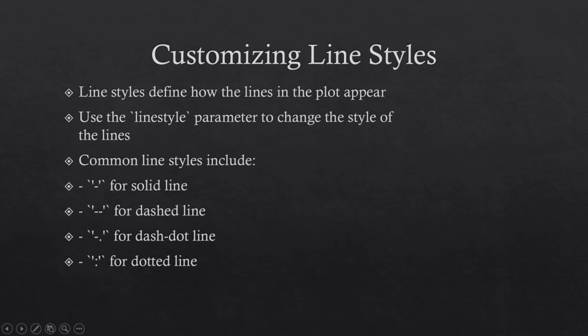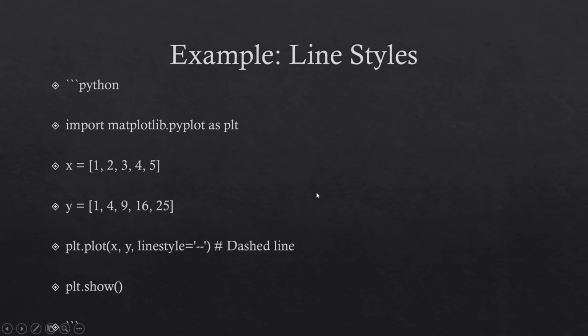Line style defines how the line in the plot appears. Use the linestyle parameter to change the style of the line. Common line styles include hyphen for a solid line, double hyphen for a dashed line, hyphen dot for a dash-dot line, and colon for a dotted line.